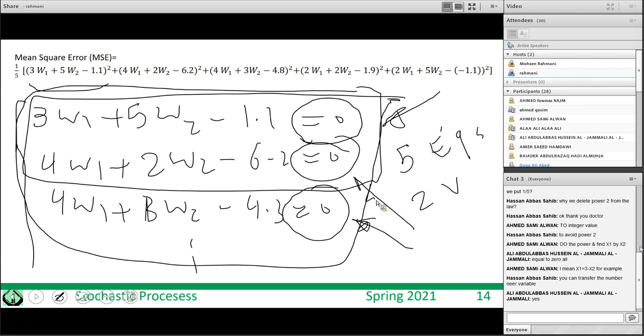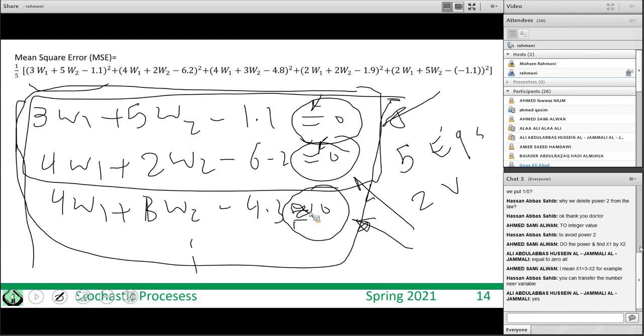But this is not exactly zero. This is close to zero. I want to find W1 and W2 to have this as close as possible to zero. I'm not sure that these are exactly zero. In ideal form, all of these are zero, and we can say this.